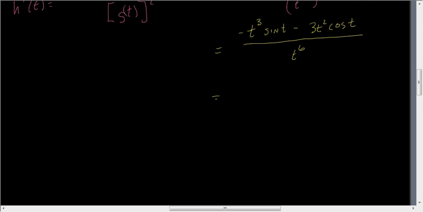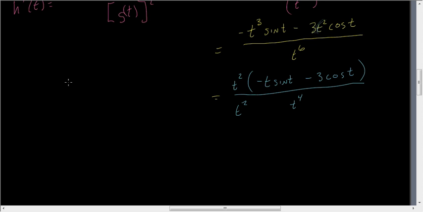So when we do that, we're going to cancel 2 of the powers because there's a commonality of t squared. So we can bring that out. Negative t sine t minus 3 cosine t all over t squared t to the 4th. So I'm factoring out a t squared both top and bottom. That means these go away. And I am left with negative t sine t minus 3 cosine t all over t to the 4th.